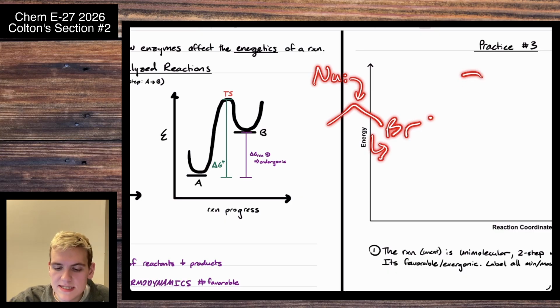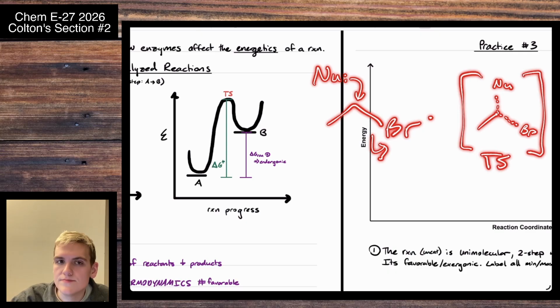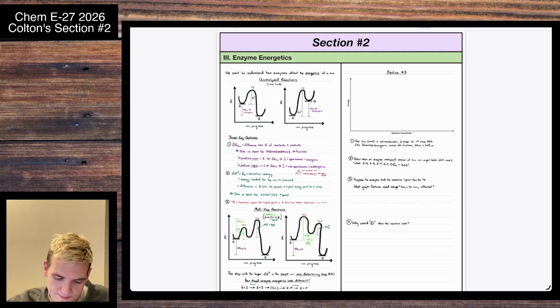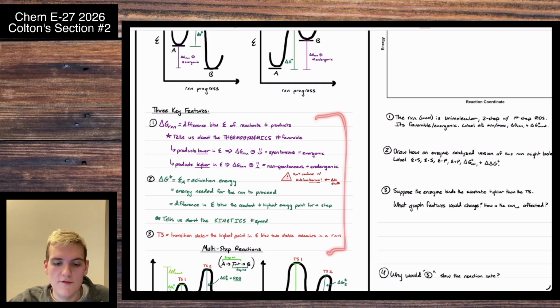The transition state looks like we are starting to make a bond to the nucleophile. We are starting to break the carbon-bromine bond. So it's like in the process of forming. This is our transition state, where we're like starting to make, starting to break. In other words, it's in transition. So those are like three basic features of a graph.